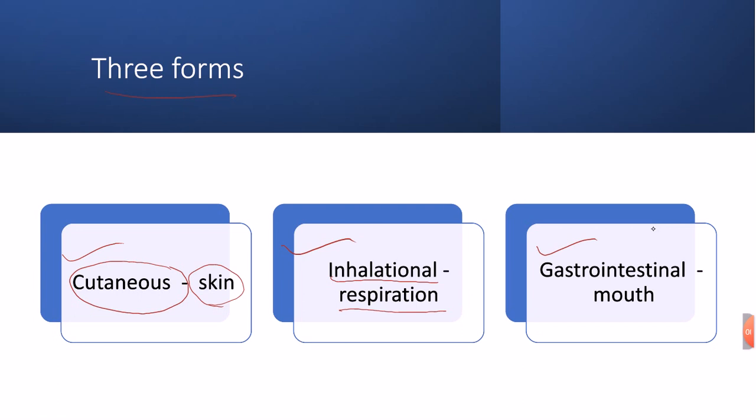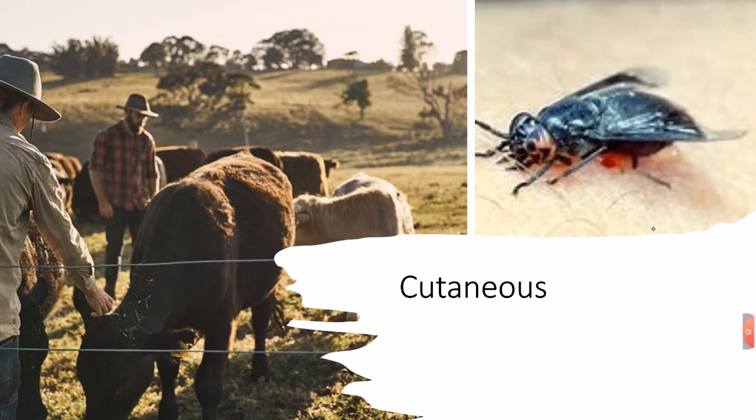And for the gastrointestinal form, they take this through the mouth by eating or grazing somewhere where the spores are found, and they can acquire the gastrointestinal form of this anthrax. Here you can see that animals are grazing, and for example, the grass over here is contaminated with the spores. So they can acquire this disease very easily.